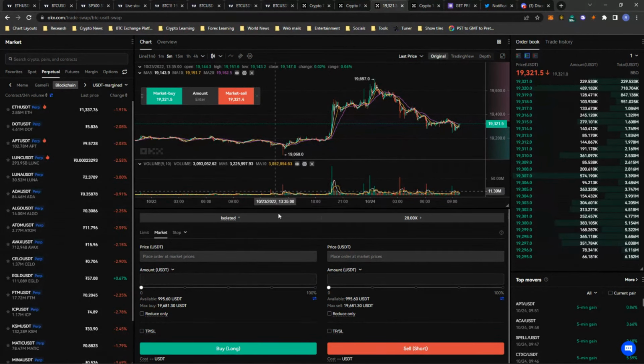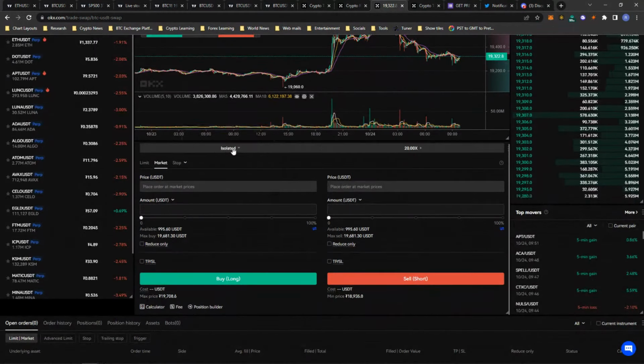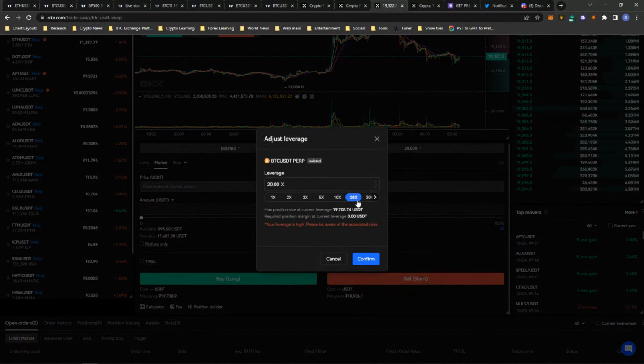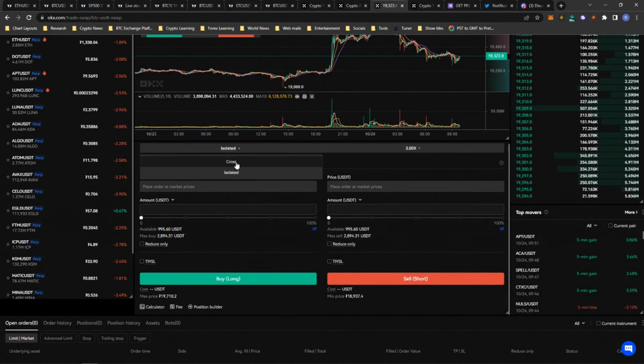But before we do that, let's talk about this. When we look at this buy sell, there's an isolated area and then there's an area where we set our leverage. I think by default, your leverage should be set at 3x. Now, what is the difference between isolated and cross? Well, cross means that any other spot you might be holding in your wallet can be utilized as collateral should your trade go into the negative.